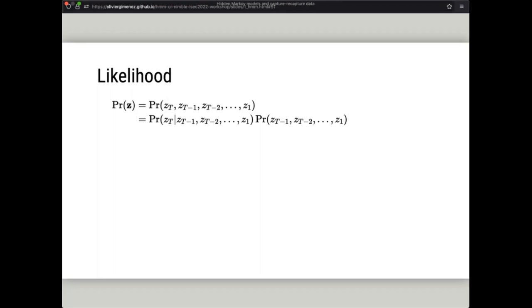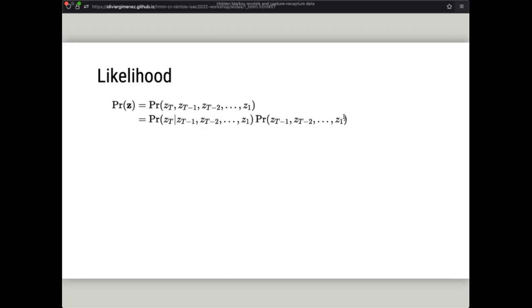So we're going to work backward, starting from the last sampling occasion, the fifth or big T sampling occasion. Now the likelihood can be written as the product of the probability of ZT, that is you're alive or not at the last occasion, given your past history, all the states for the previous sampling occasions, times the probability of the states for this past history. That's how you define a conditional probability. That's Bayes theorem, if you want.